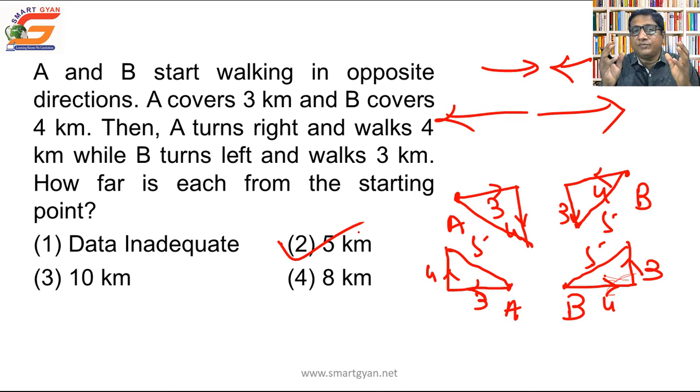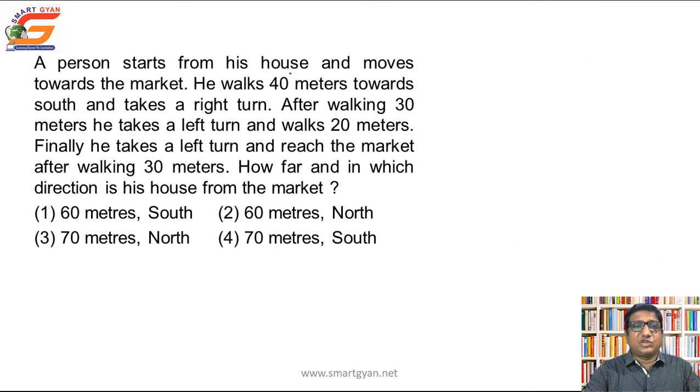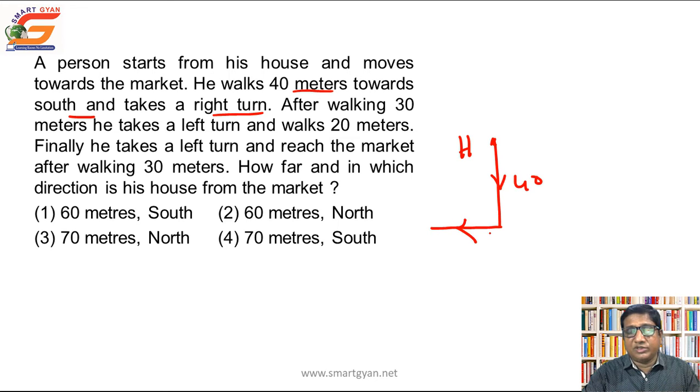But at the first look, it seems that two different answers will come. So, students will pick data inadequate. Be careful for this kind of questions. A person starts from his house and moves towards the market. He walks 40 meters towards south and takes a right turn, means this will be right when moving south.